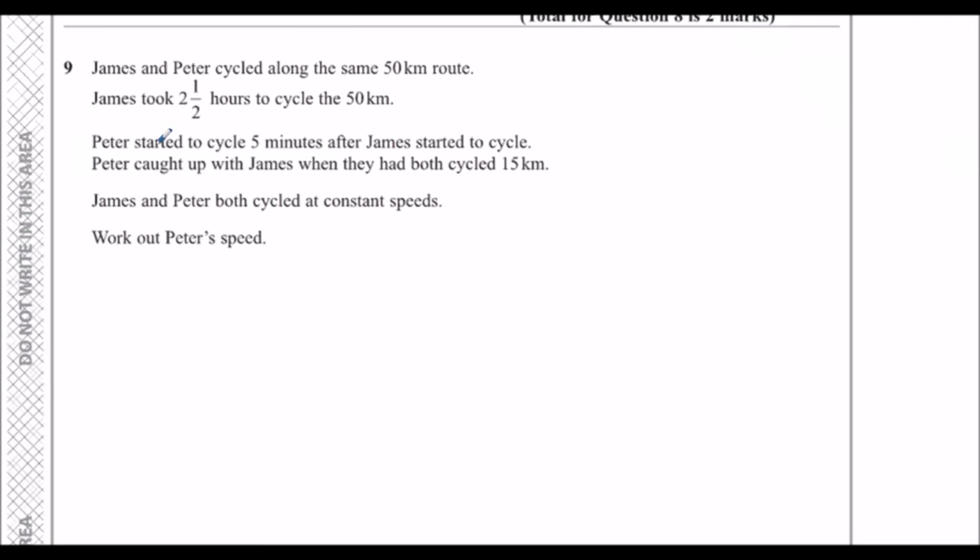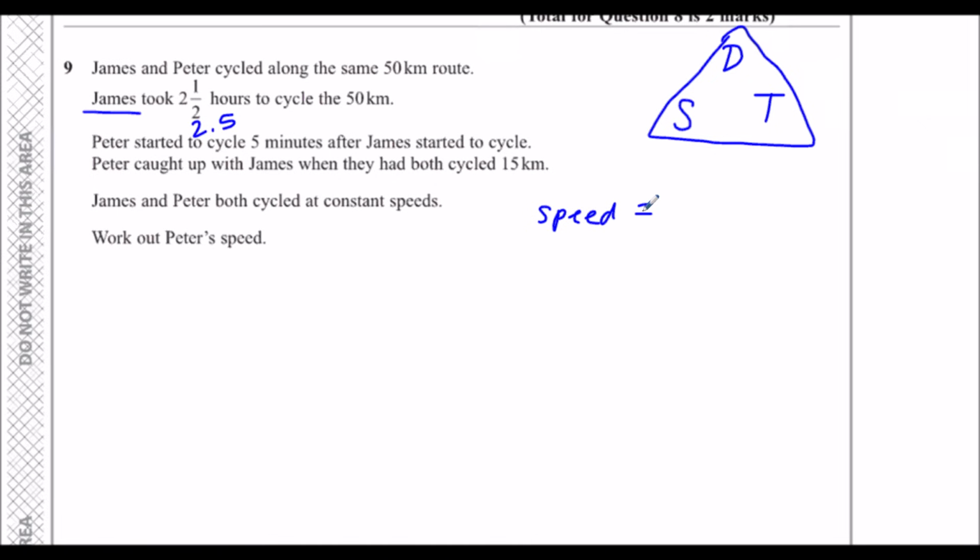Okay. So James took 2.5 hours to cycle 50 kilometres, so we can work out James's speed. Speed is distance over time. So for James, speed is equal to the distance, which is 50, over time, which is 2.5. Double top and bottom, that's 100 over 5, which is 20 kilometres per hour. So that's James's speed.